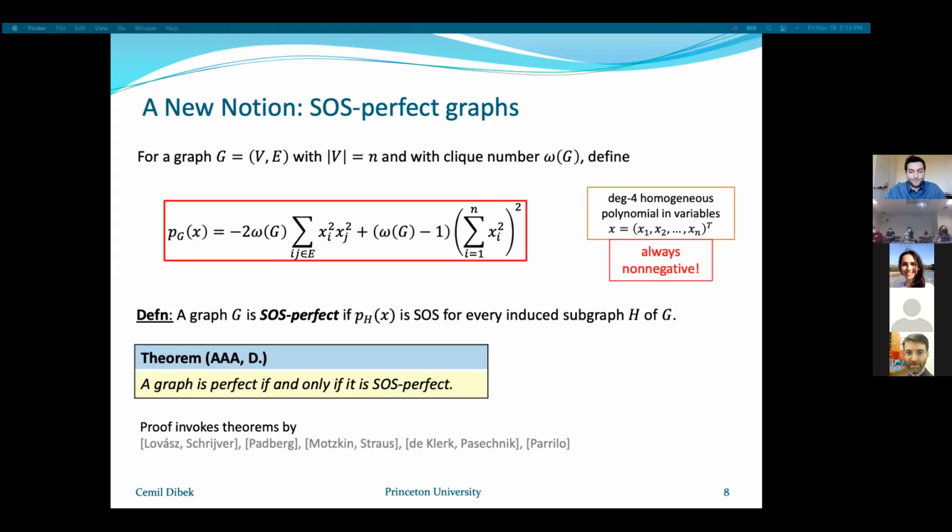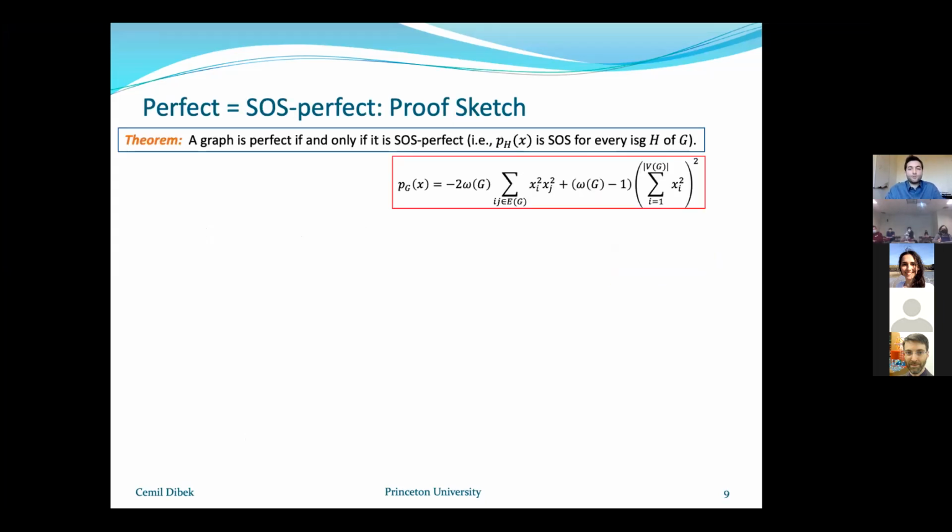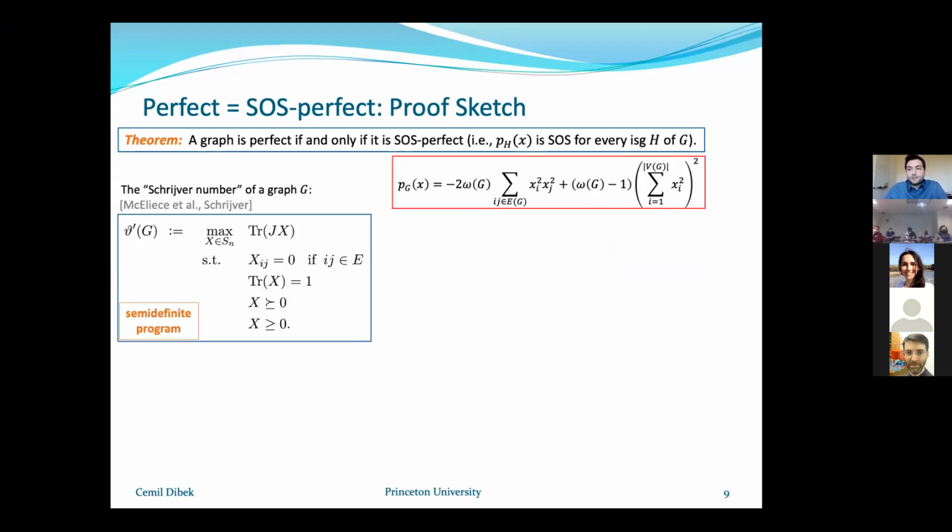All right, good. So we want to show that perfect graphs and SOS perfect graphs are the same. Well, it turns out that the key parameter that plays an important role in the proof is the Schrijver number of a graph. I called it the Schrijver number, but it was actually introduced by Schrijver and by another group independently. But in the rest of the talk, I will just call it the Schrijver number. So what is this? This is a semi-definite program which takes a graph as an input, and based on the adjacencies in the graph, it outputs a real number.